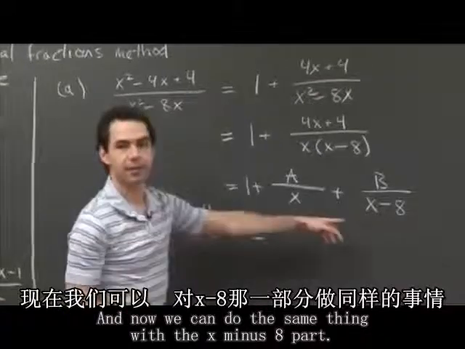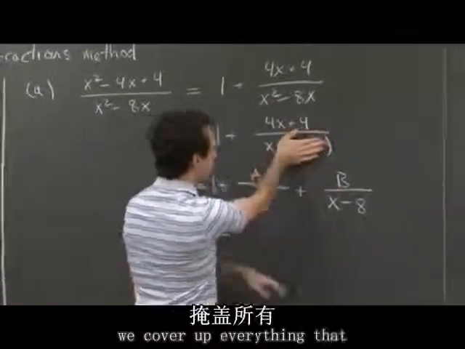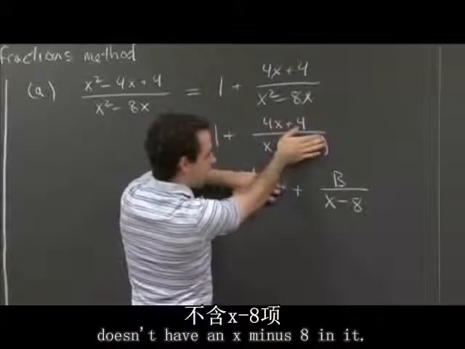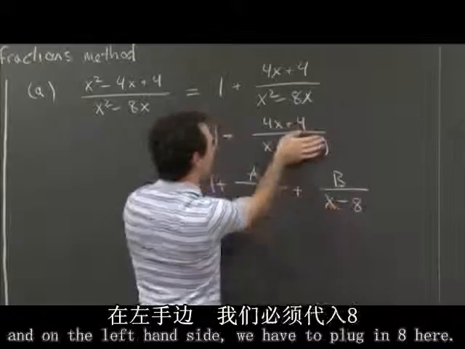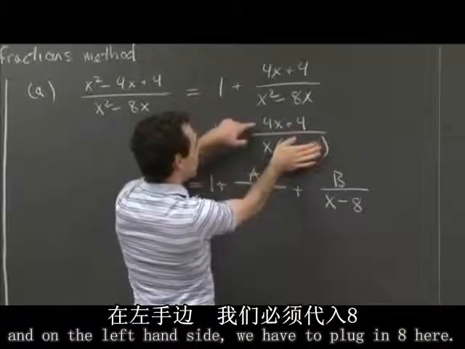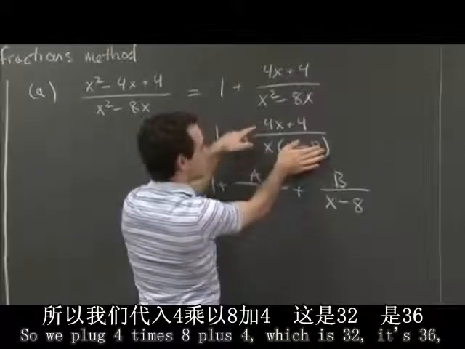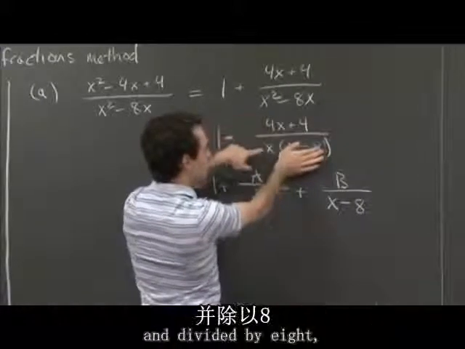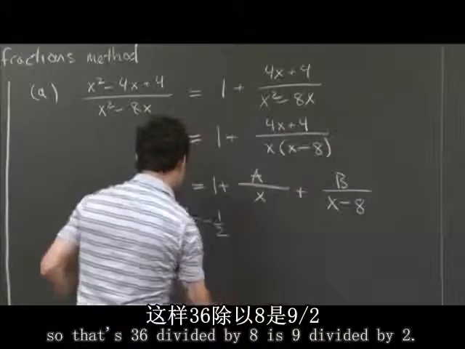And now we can do the same thing with the x minus 8 part. So we cover up x minus 8. We cover up everything that doesn't have an x minus 8 in it. So on the right-hand side, we get b. And on the left-hand side, we have to plug in 8 here. So we plug in 4 times 8 plus 4, which is 32 plus 36, and divided by 8. So that's 36 divided by 8, which is 9 divided by 2.